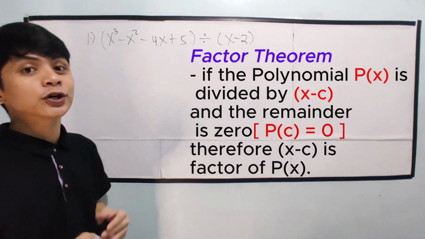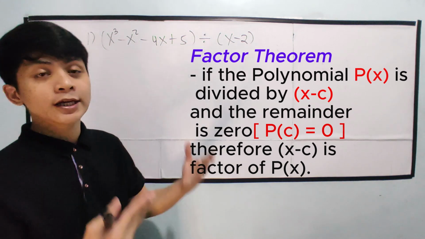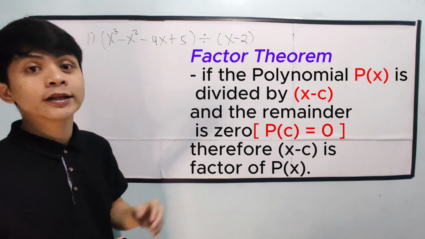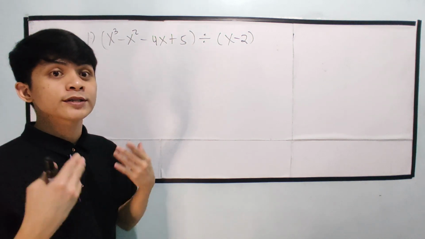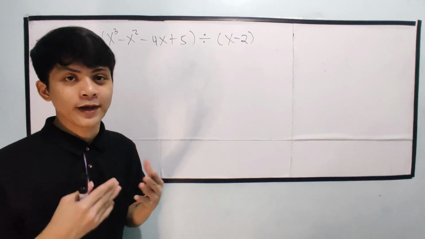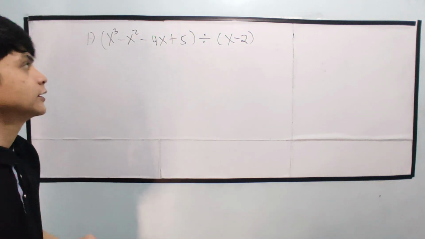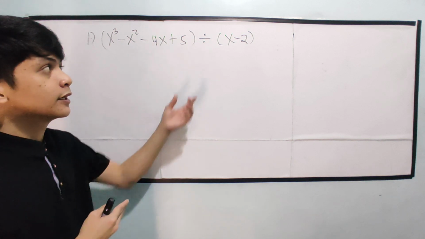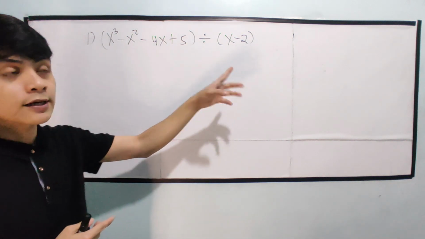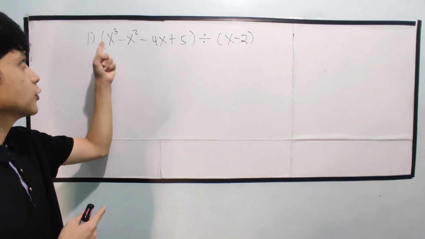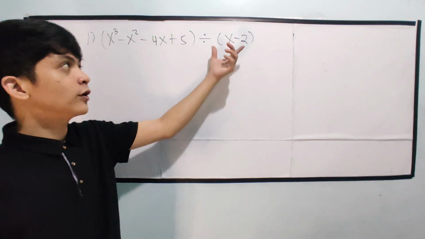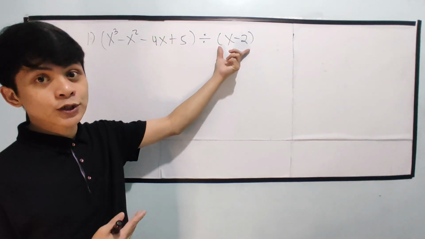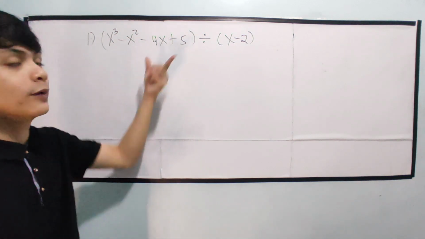x. In short nun, pag yung remainder is 0, so gagamitin lang natin yung remainder theorem. Pag yung remainder is 0, therefore x minus c is factor of p of x. So example tayo. Determine if x minus 2 is a factor of x cubed minus x squared minus 4x plus 5. So alamin natin kung yung x minus 2 is factor ba siya nitong polynomial na to.